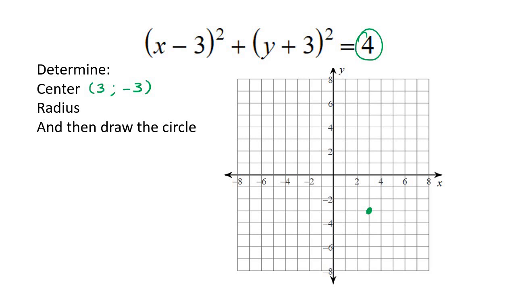The radius, you can say r squared is equal to 4. So the radius is 2. And then we can draw that. So we can go 2 to the right, 2 to the left, 2 up, 2 down. And then we can just draw a circle. Whoopsie. Like that.